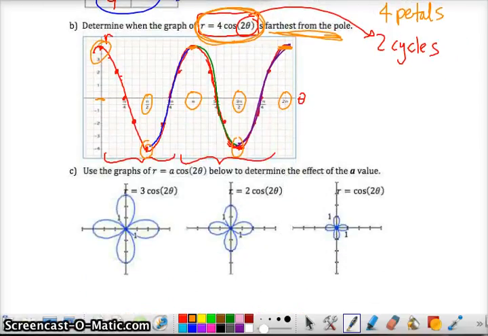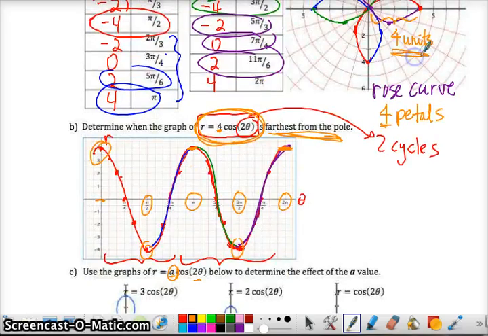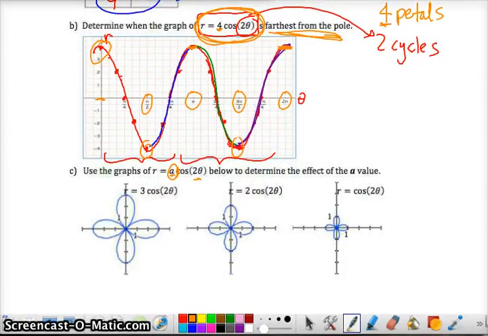Okay, try the next one. Oh, so no, let's look down here. It says use the graphs of r equals a cosine 2 theta below to determine the effect of the a value. So you might have noticed if this has the number 4, you might think, oh, that's the number of petals. Do you think it's the number of petals, or is it the number of units away that it is? Well, let's look. Here the petal length is 3 units. Here the petal length is 2 units. And here the petal length is 1 unit. Notice none of this double angle, they're all 2 theta. None of those changed. The only thing that changed was the length of the petal.